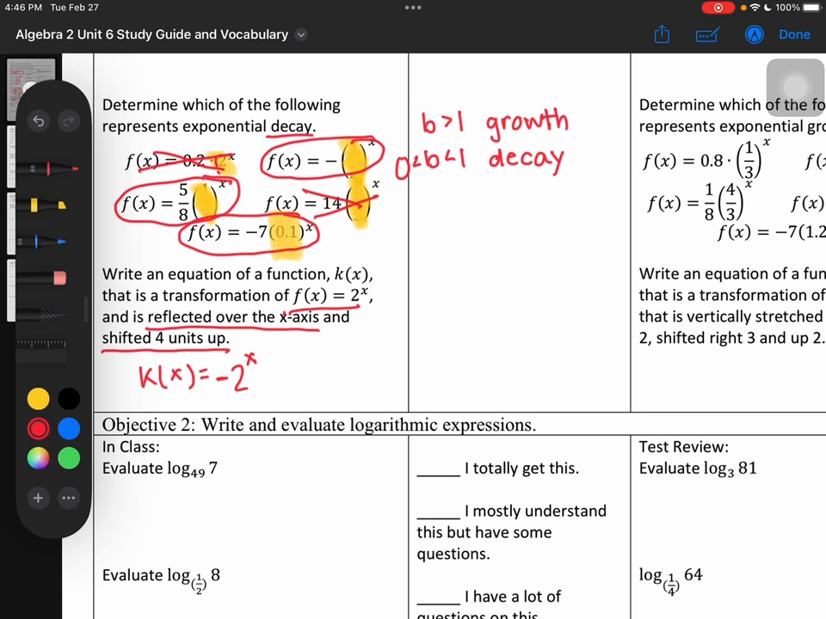And it doesn't say anything in our question about it moving left or right. But we do want to move it up, so we have to add +4. If you're having trouble remembering these transformations, make sure to take a look at your transformations note card where we wrote down what A, H, and K did.